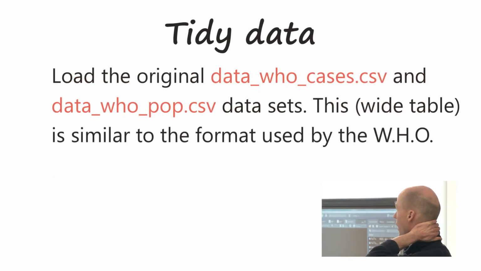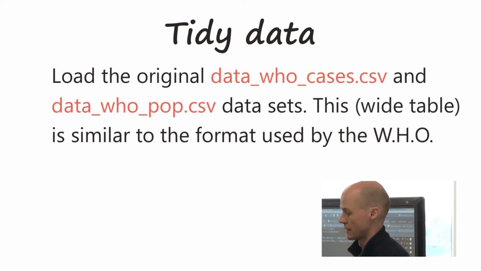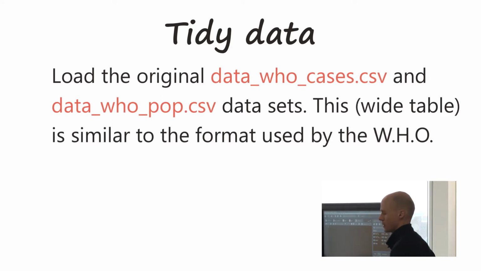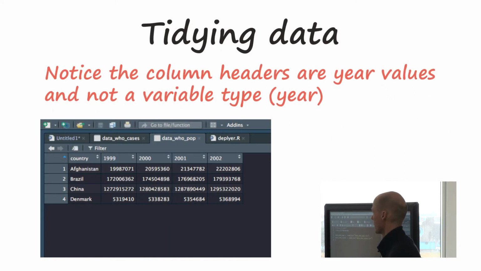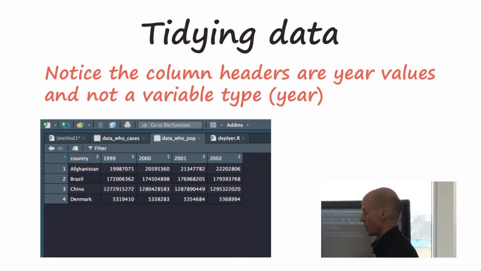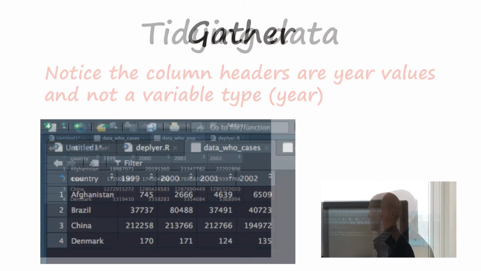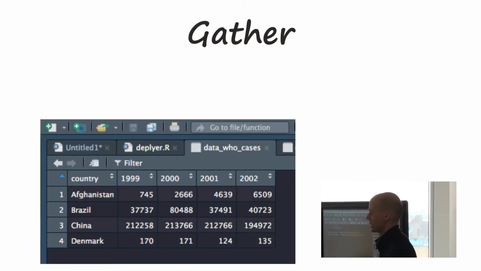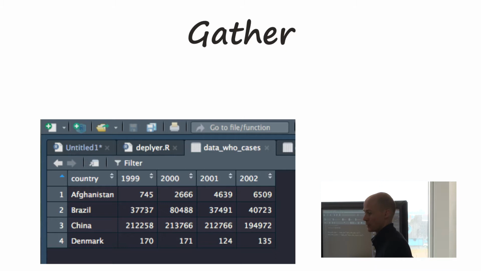So can we look at importing the two data sets we loaded in the importing data session? That's the WHO cases, the TB cases, and the population. This is what I refer to as a wide table, and we want to make it long. Both tables are in fact untidy, in the same way. So we can use gather, which will take this wide table and make it long.